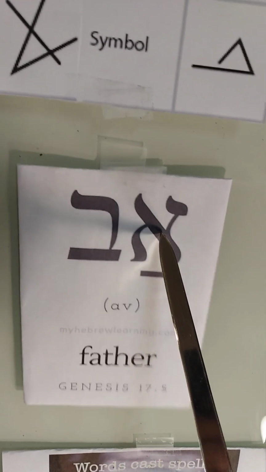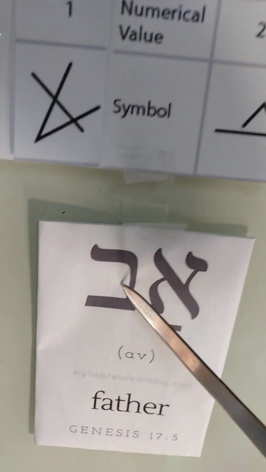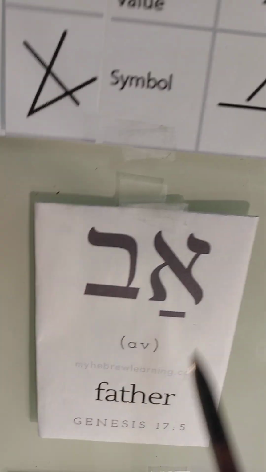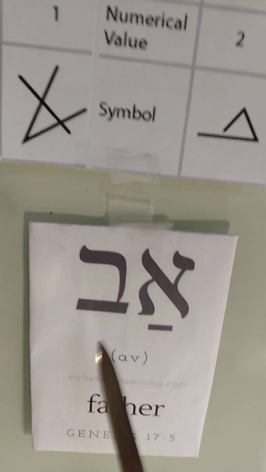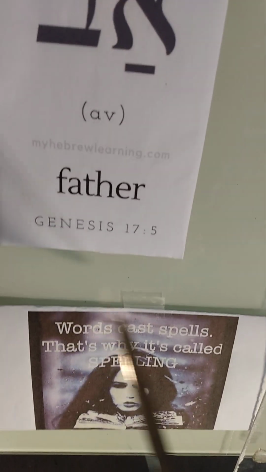That's the word father in Hebrew. That's the first letter of the Hebrew alphabet and the 2nd letter of the Hebrew alphabet, and it starts your alphabet. Aleph bet is a phonetic duality for alphabet, and it works with spells.